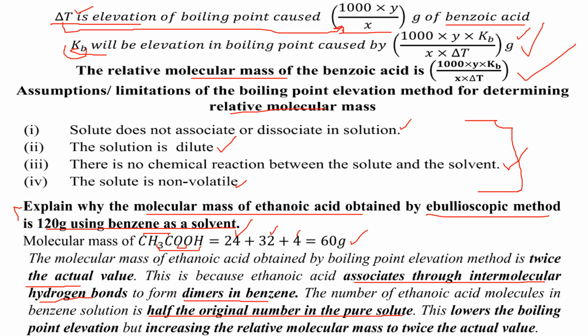Now we are saying that this lowers the boiling point and increases the relative molecular mass to twice the actual value, because I told you lowering the colligative property, which in this case is the boiling point elevation, is going to cause an increase in the relative molecular mass, because colligative property is inversely proportional to relative molecular mass. Once colligative property is low, relative molecular mass is high, and once colligative property is high, relative molecular mass is low. They are inversely proportional.